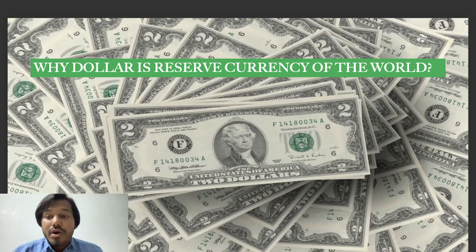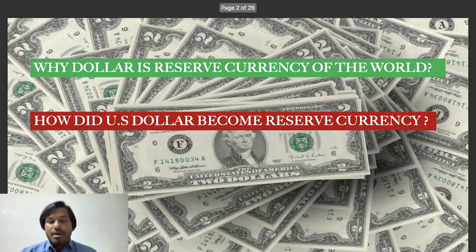Okay guys, now we're going to talk about why the dollar is the reserve currency of the world. First of all, before knowing why the dollar is the reserve currency of the world, we need to know how the US dollar became the reserve currency of the world. That's the most important question, how. So I'm going to go with a brief history of how the US dollar became the reserve currency, how the US became the apex economy in the world. So we're going to talk about it first. All right, so let's get started.